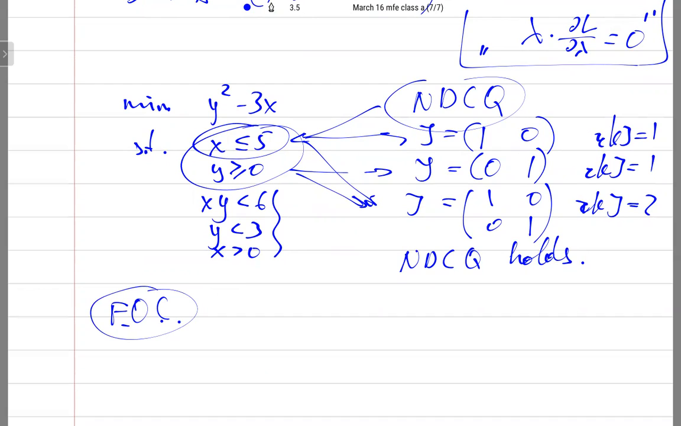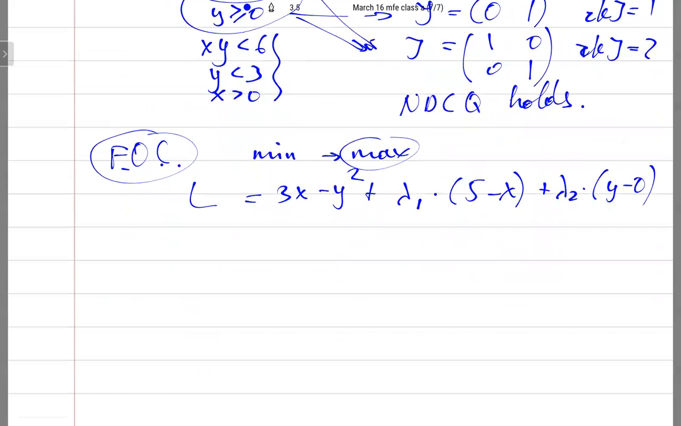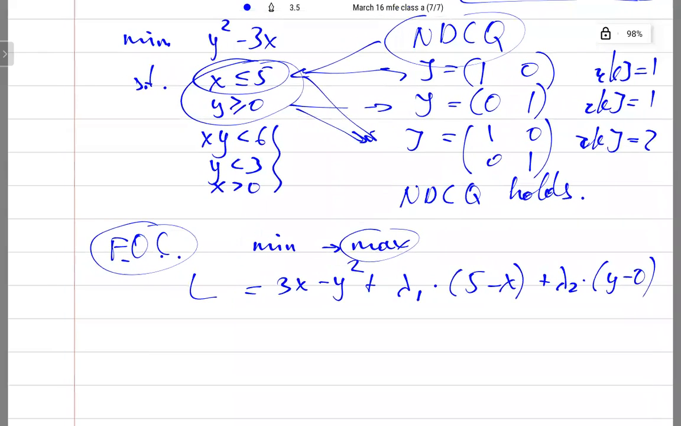Personally, I prefer to always deal with maximization. So I will go from minimization to maximization. I will just say that I need to maximize 3x minus y cubed, which is basically the same thing as minimizing y cubed minus 3x. I like the maximization problem. Okay, plus lambda 1 times 5 minus x plus lambda 2 times y minus 0. And let's write the first order conditions and let's finish. Because the procedure is exactly the same, once again we will find one suspicious point.